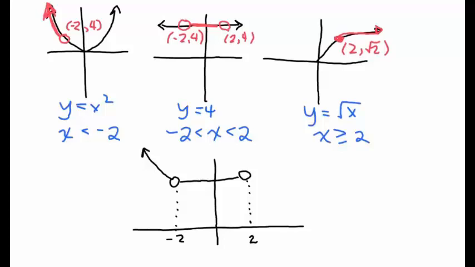Finally, we put in our last bit of the picture, that's the square root portion. We're going to have a closed circle at 2, square root of 2. That's going to be somewhere around here. And then everything greater than 2 is going to look like this.